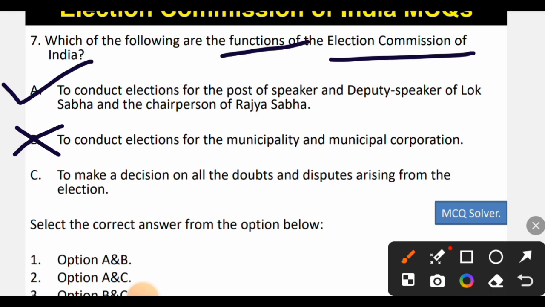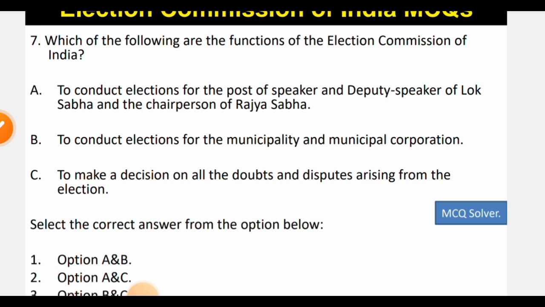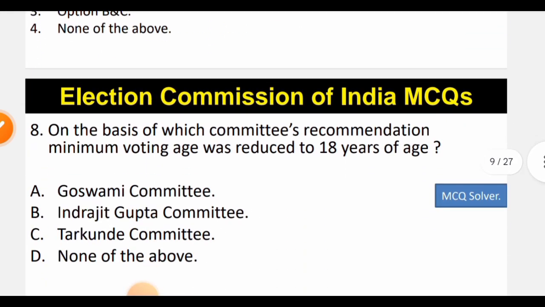Now when it comes to statement C: to make a decision on all the doubts and disputes arising from the election. This is a correct statement, because all the disputes and doubts related to the election and the political parties are looked into by the Election Commission of India. So A and C are the correct statements. The correct option will be option number 2, that is A and C. Now let's move to question number 8.